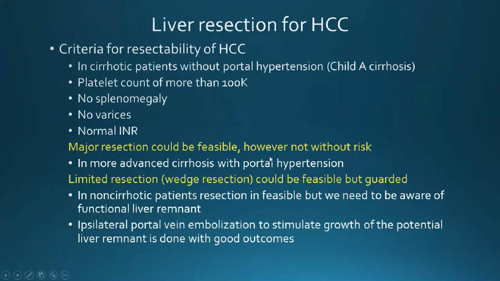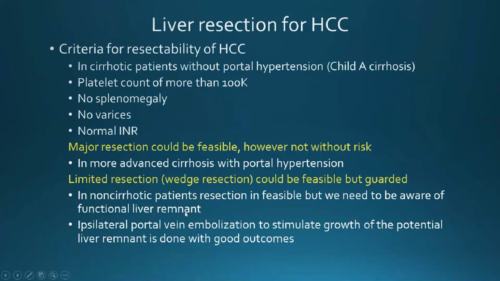In more advanced cirrhotic patients with portal hypertension, a limited resection, like a wedge resection, where we just take a piece of liver out, could be feasible, but again it is guarded. And these patients, if they fulfill other criteria, are probably better served with liver transplantation. But in non-cirrhotic patients, resection is feasible, but we need to be aware of the functional liver remnant.